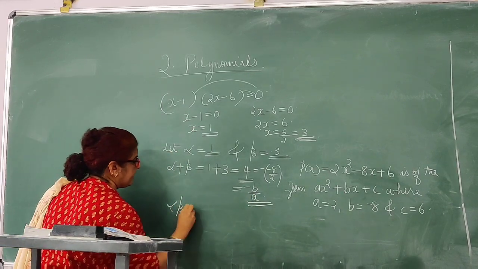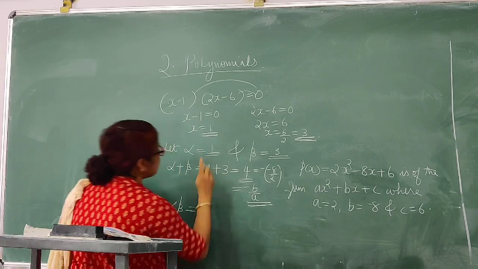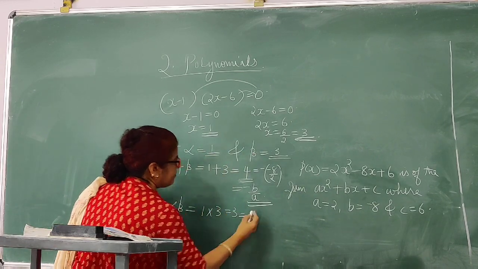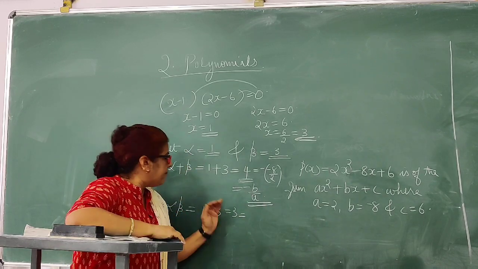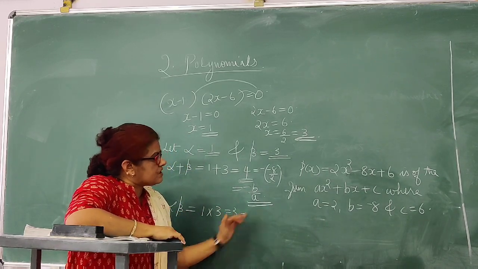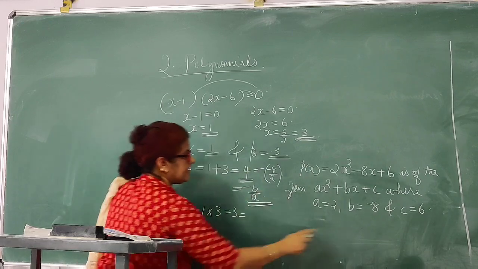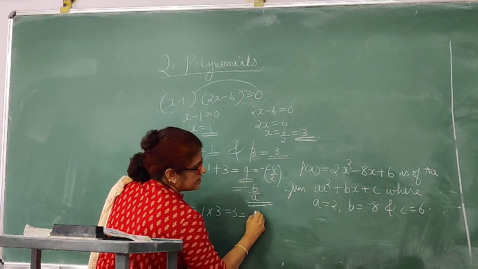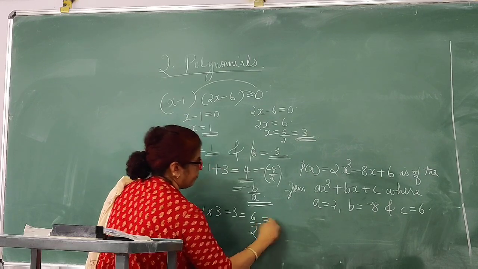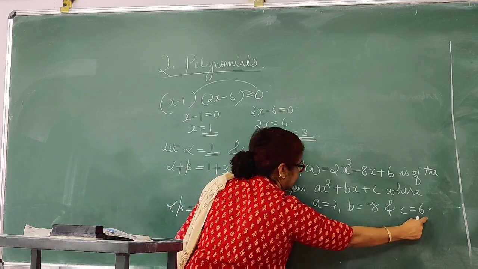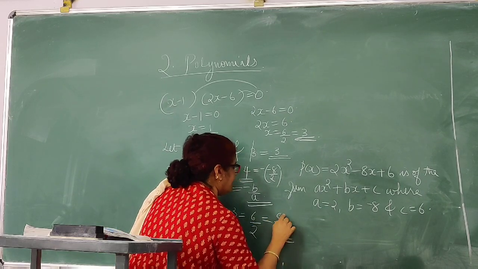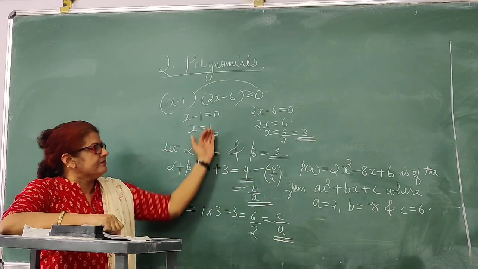And alpha beta, we find alpha beta. Alpha beta is equal to 1 into 3 is equal to 3. And what is the relationship between the product of zeros and the coefficients? It is equal to c by a, which is 6 by 2. We get c as 6 and a as 2, equal to 3. And we got it correct.